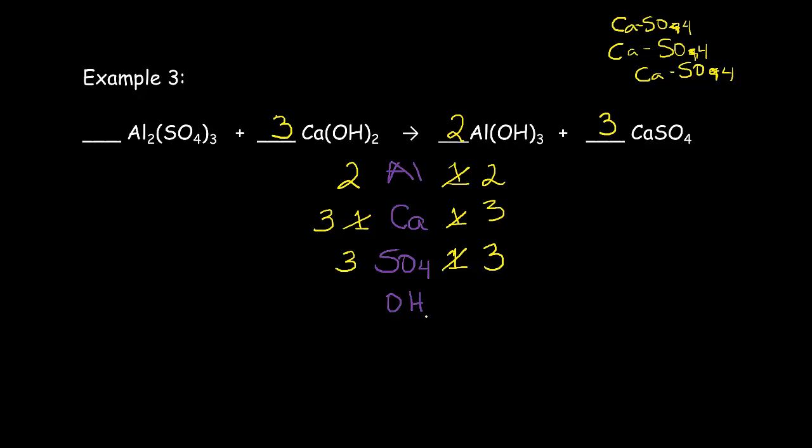So let's go down to hydroxide. Over here, we have 3 calcium hydroxides. And this looks like, each calcium hydroxide looks like an OH, a Ca, and an OH. And we have 3 of those. Because that's what it says. It says we have 3 right here.